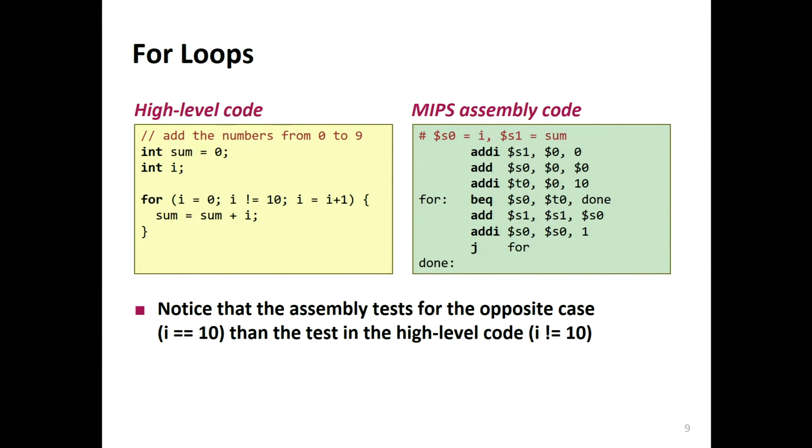So here, this is what we did before. We talked about before. You jump to a for label. So notice the assembly tests for the opposite case here, I equals 10, rather than the test in the high-level code, I not equals 10. Because here we're programming assembly in a way that we're telling it to jump out of the loop on a certain condition. So intuitively, the logic should be the inverse of whatever condition is originally in the for loop.